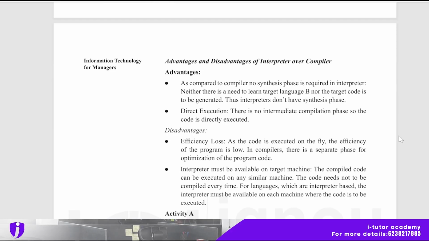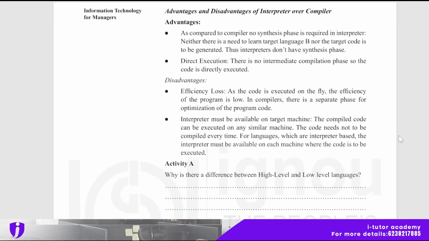The advantages: as compared to a compiler, no synthesis phase is required in an interpreter. Neither is there a need to learn target language B, nor is target code to be generated. The interpreter has no synthesis phase and executes directly, with no intermediate compilation phase, so the code is directly executed. Disadvantage: efficiency loss, as the code is executed on the fly, so the efficiency of the program is low.